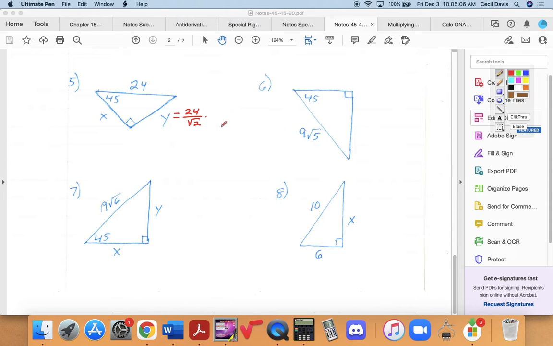What are we going to do, Travis? By what? There we go. Square root of 2 over the square root of 2. So that's 24 square roots of 2 over 2. Can I reduce that? Yes. It's 12 square roots of 2. So how do I find the other leg? It's the same. It's 12 square roots of 2.